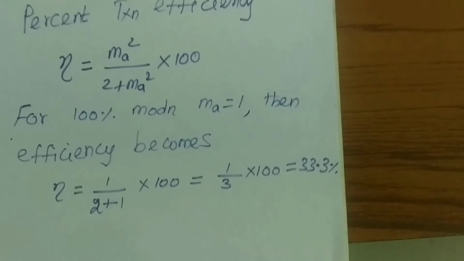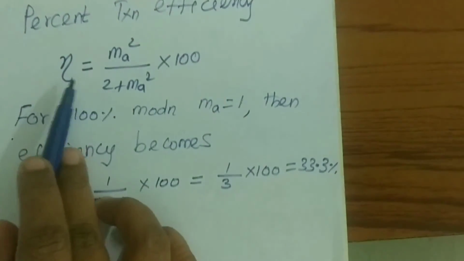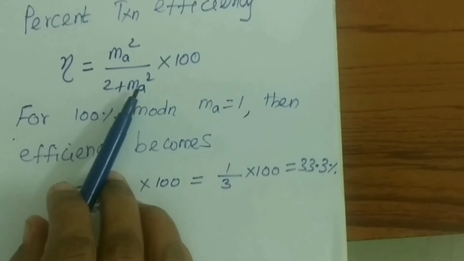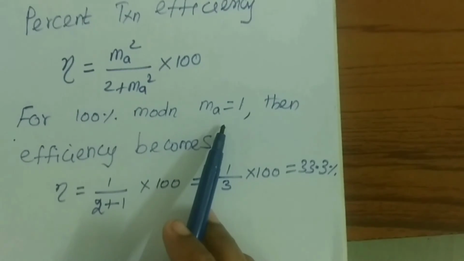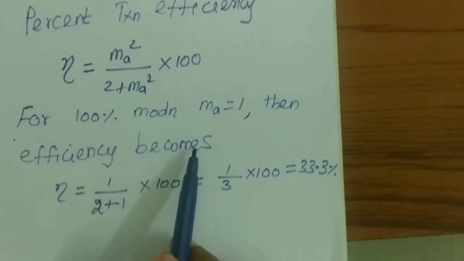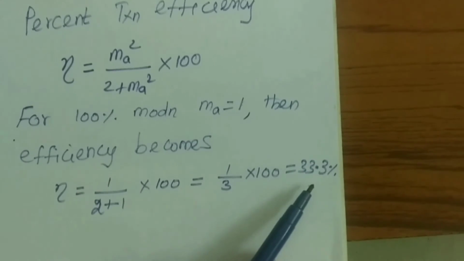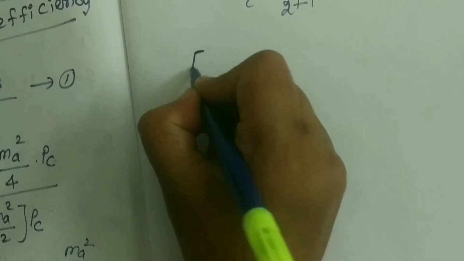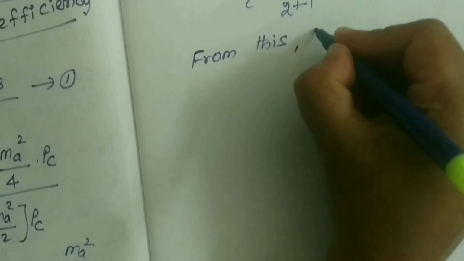Percent transmission efficiency is nothing but if we take the percentage of transmission efficiency, ma squared by 2 plus ma squared into 100 is the percent transmission efficiency. For 100% modulation, the modulation index is 1. Then efficiency becomes 1 divided by 2 plus 1 into 100. So 1 by 3 into 100 is 33.3 percentage. So for 100% modulation, the efficiency becomes 33.3 percentage.